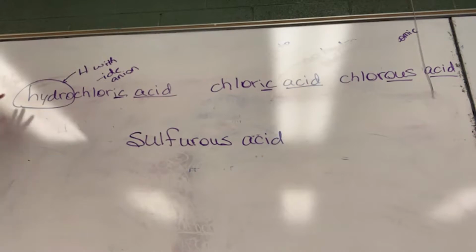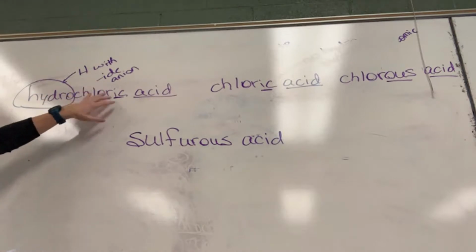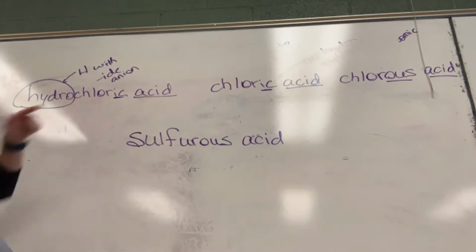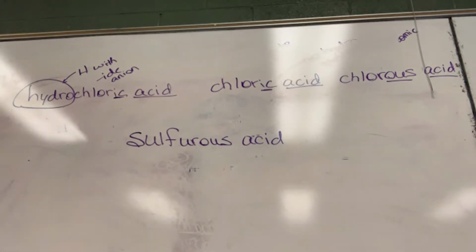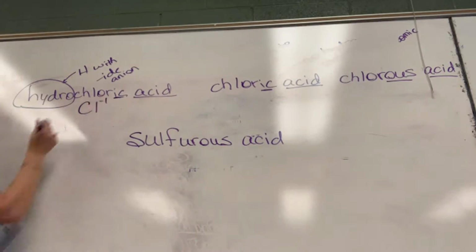Okay. So the hydro means hydrogen, not water. Hydro is hydrogen. They all have hydrogen. But the hydro indicates that the thing that you see here is an ide. And so if you take this and you put, instead of chlorate, you say chloride. What is chloride? Chloride is just Cl. And that's a -1. Chloride is Cl -1.